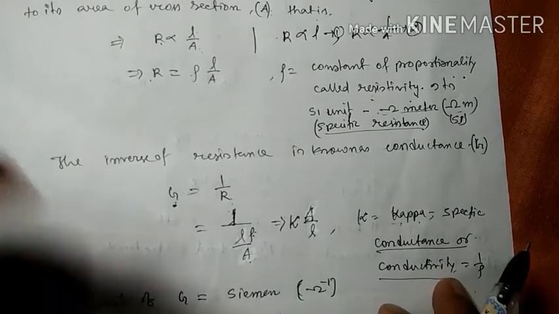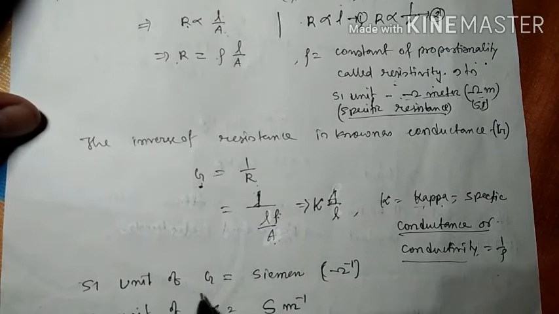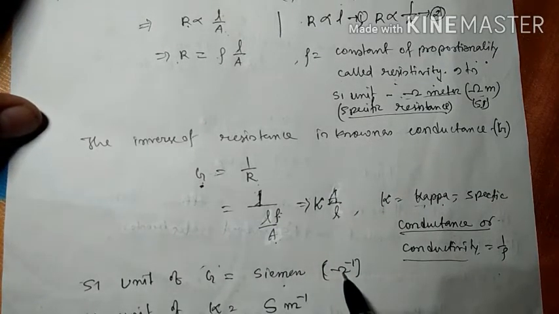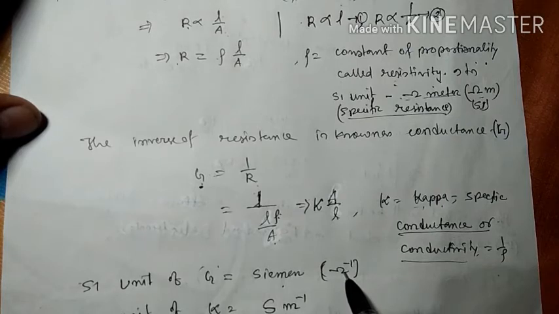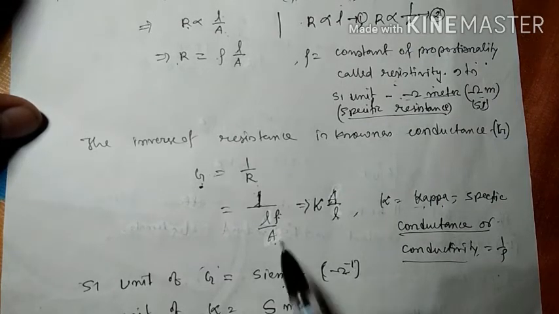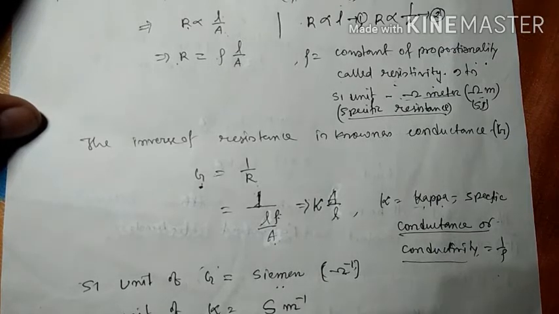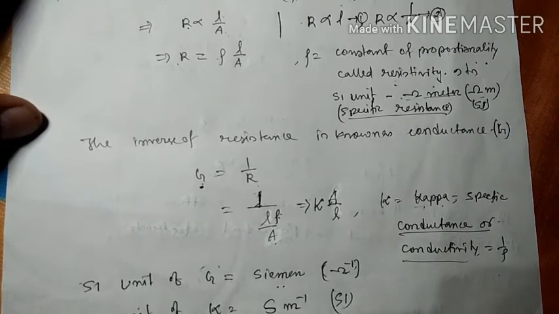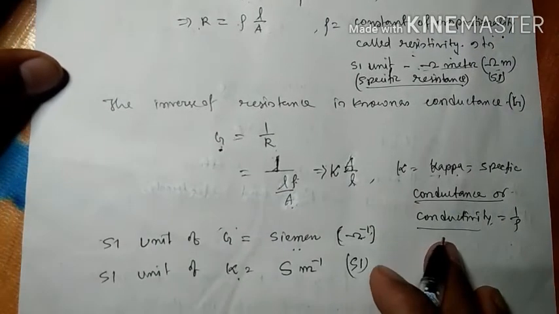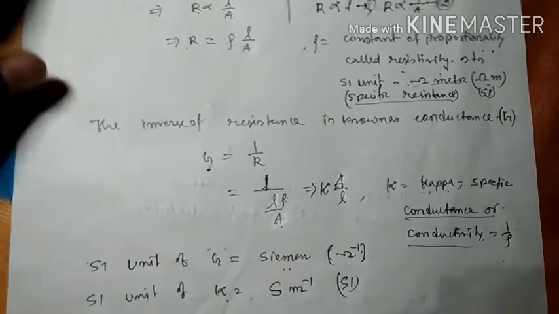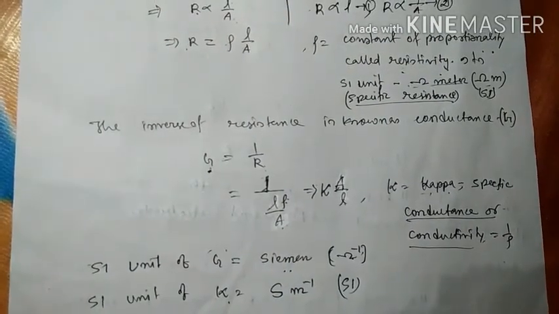This is very important. Now the SI unit of G, that means conductance, is Siemens. Siemens means the reciprocal of ohm, which is the unit of resistance. Ohm inverse means Siemens. Now the SI unit of kappa is Siemens meter inverse, which is also an SI unit. I think it's clear. Now let's go to the next topic, okay?